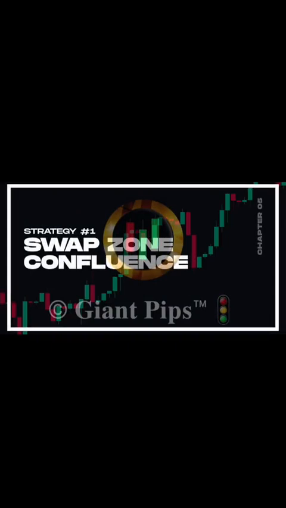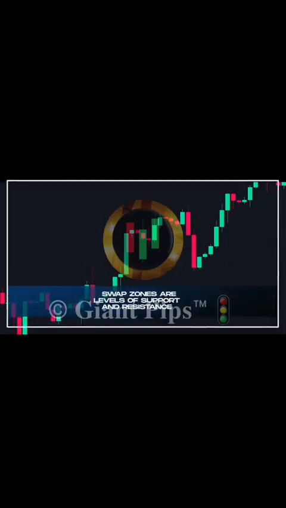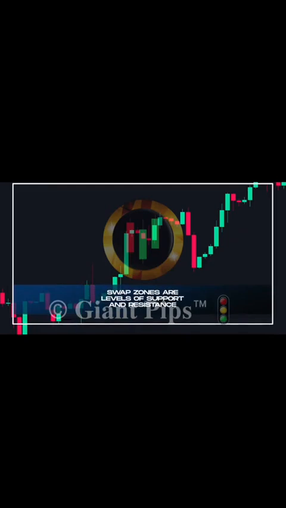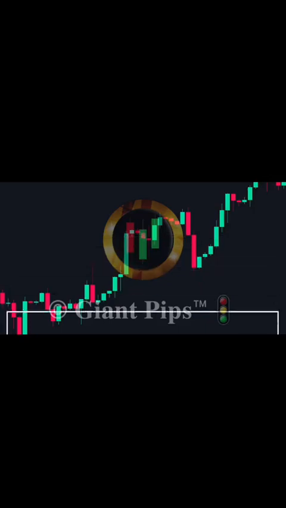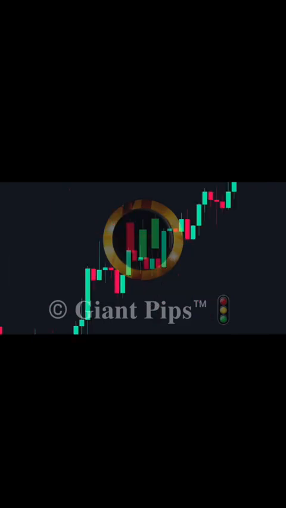Strategy number 1. Swap zone confluence. Swap zones are one of our favorite techniques to add confluence to any strategy. Swap zones are nothing but levels of support and resistance. When the price breaks below a support level, it becomes a resistance level. Similarly, when the price breaks above a resistance level, it becomes a support level. Since the support and resistance swap with each other, we call them swap zones.